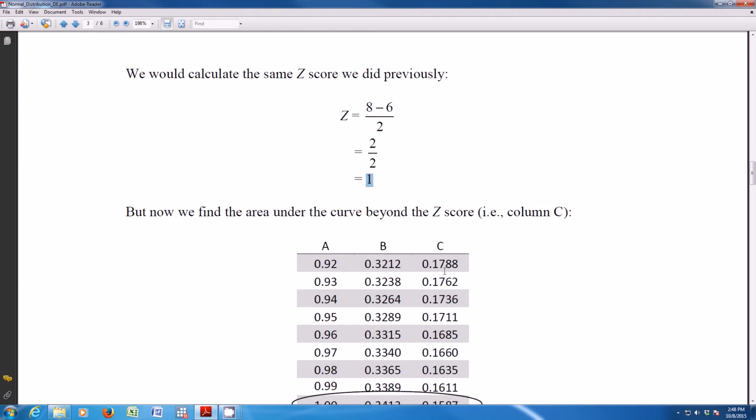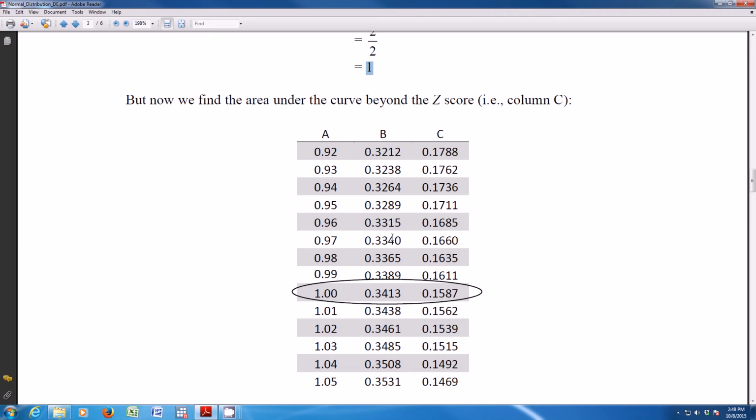But this time, when we look up 1 in the standard normal table, we're not going to look for the area between the mean and the z-score, or column B. We're going to look for the area beyond the z-score, column C.